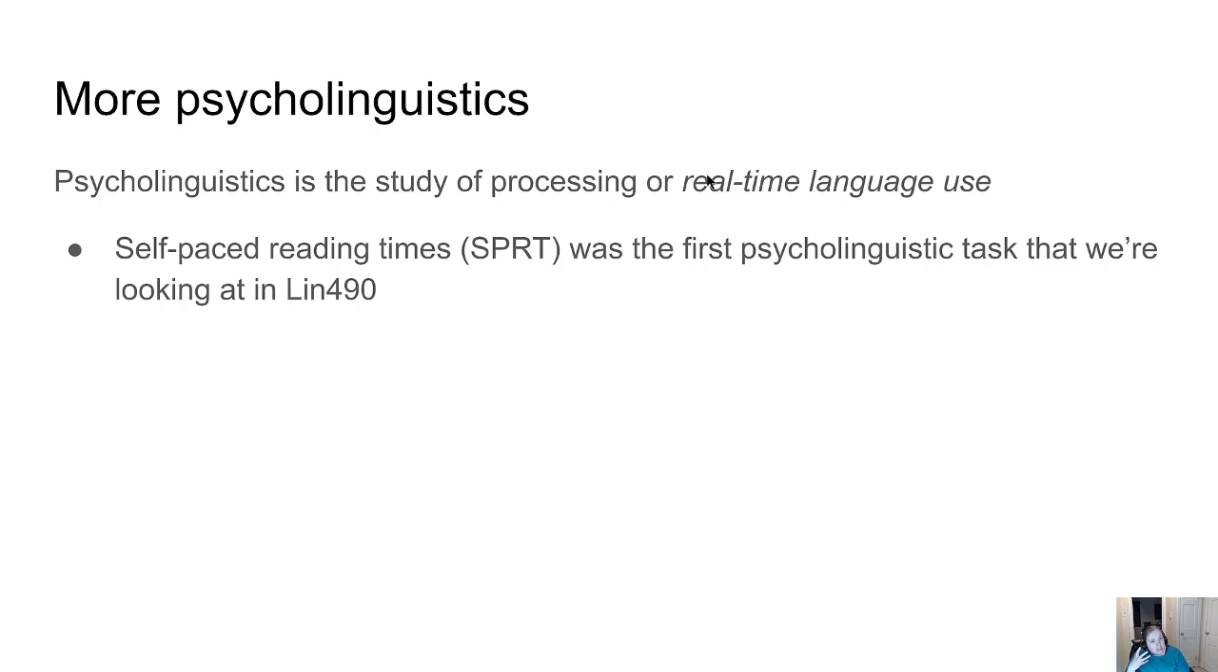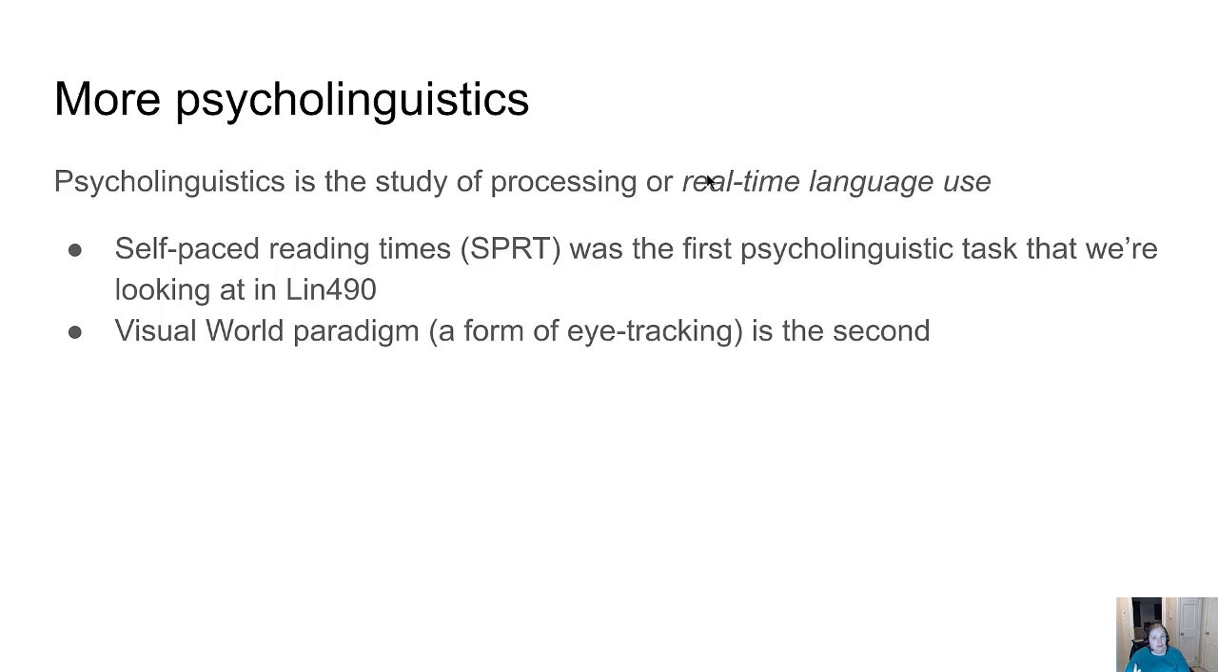Self-paced reading time was the first psycholinguistic task that we looked at, and visual world paradigm, which is a version of eye tracking, is the second. Eye tracking can also do sentence reading, which is more like self-paced reading, except with different kinds of measures. Now we're going to talk about eye tracking more generally, so you'll be able to perhaps correlate what I'm talking about with that, but if you have specific questions about reading sentences, we'll look at an example.